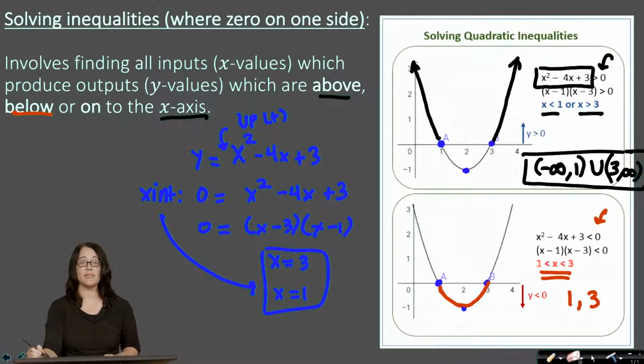Now, would I use parentheses or would I use brackets there? Well, I'm not including it, so I would use parentheses. I'm not actually on the x-axis. When would I use brackets? Do you know? That's right. If instead of simply greater or less than, we saw greater than or equal to or less than or equal to.